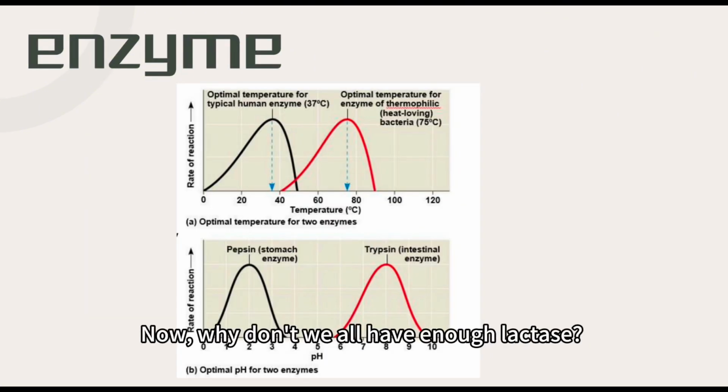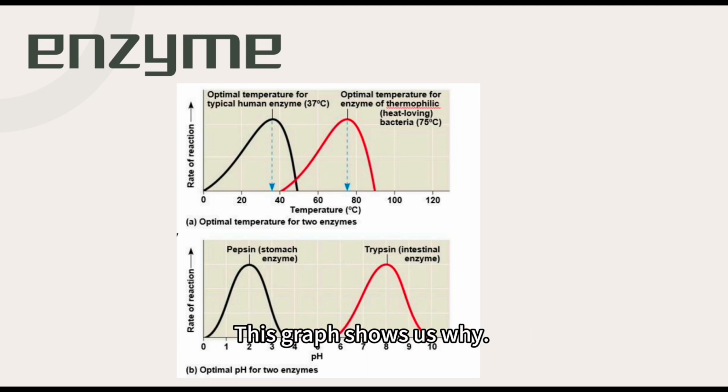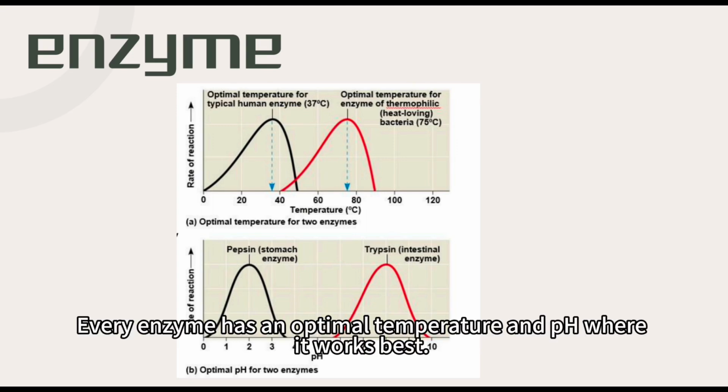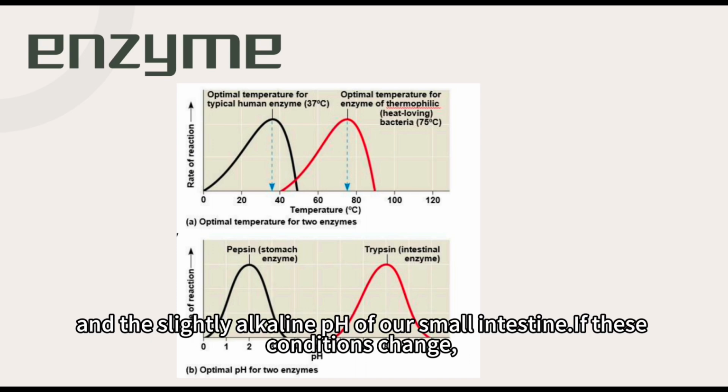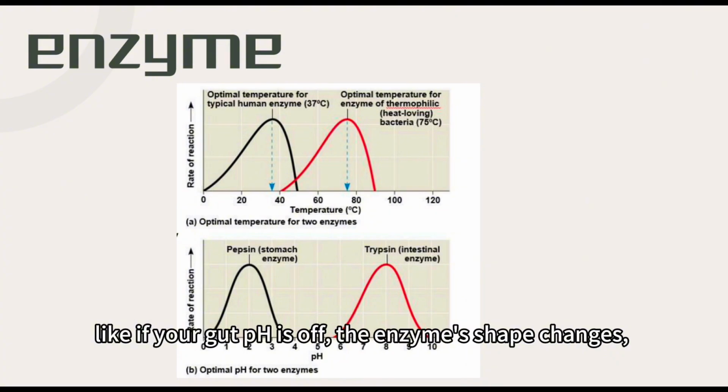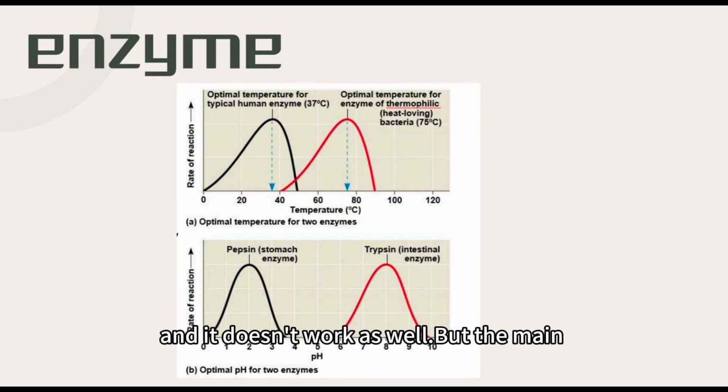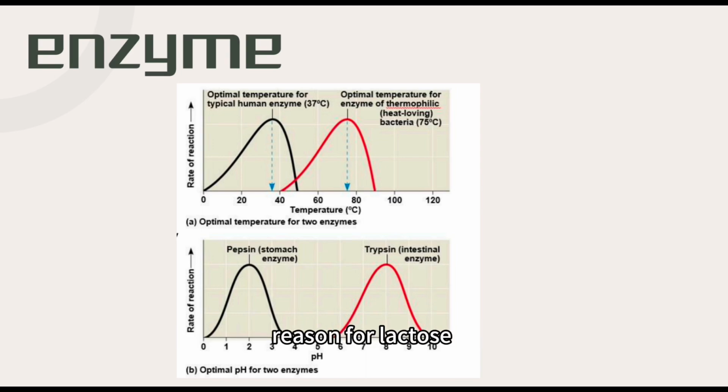Now, why don't we all have enough lactase? This graph shows us why. Every enzyme has an optimal temperature and pH where it works best. For human lactase, that's 37°C, our body temperature, and the slightly alkaline pH of our small intestine. If these conditions change, like if your gut pH is off, the enzyme's shape changes, and it doesn't work as well. But the main reason for lactose intolerance is called lactase non-persistence.